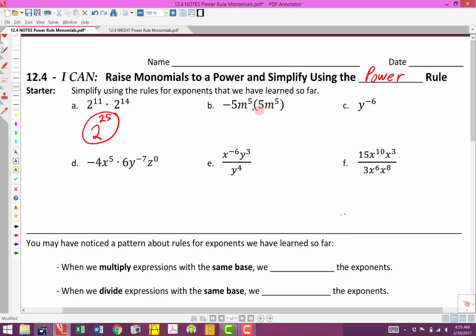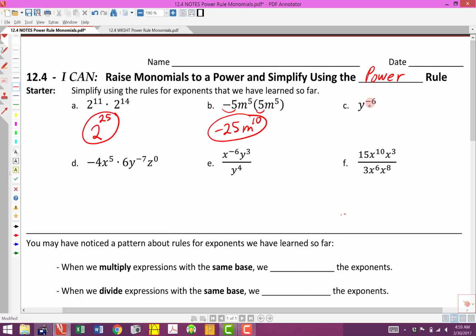When we multiply these two expressions together, you'll notice that we've got a coefficient here and a coefficient here. So let's take care of the numbers first. Negative 5 times positive 5 is going to be negative 25. And then we've got m to the 5th times another m to the 5th. So when we're multiplying these, just like we did here, the base stays the same. So this is going to stay m, and then we have 5 plus 5. So that's going to be 10. So there's our answer on that one.